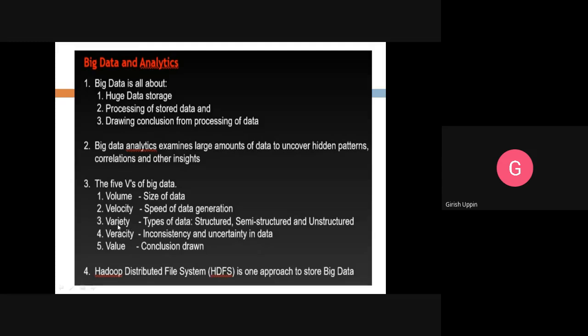Then next is the variety. Variety is, either we can have structured data. A good example of structured data is a relational database. In a relational database, you will have well-defined table structures, and for each of those tables, whatever columns or attributes you are creating, you will have a proper data type and size. Everything is properly mentioned. That is called structured.